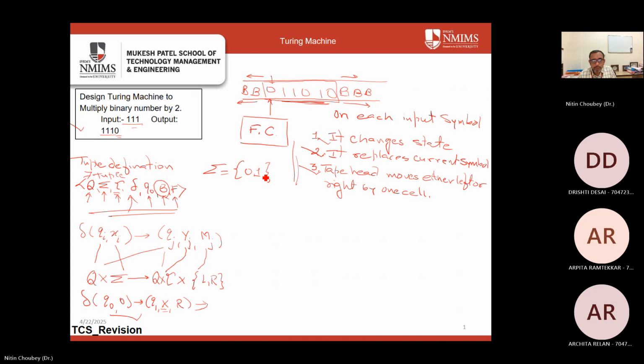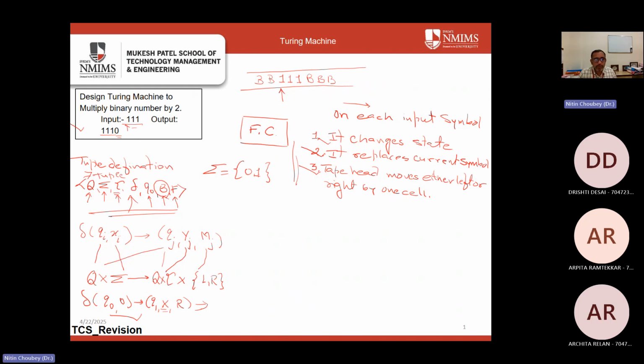Let's say we have an input like this: 1, 1, 1. At the beginning, we will be at the leftmost place on the input, right? Say this is our tape. We have 1, 1, and 1 as input, which means this input is preceded by blank and succeeded by blank. And at the beginning of working, our tape head is pointing to the leftmost symbol in the given input. So those are our assumptions.